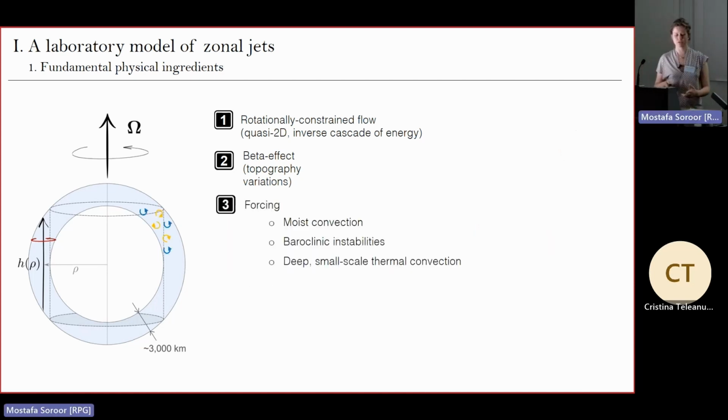And finally, the third ingredient that you need is some forcing, to trigger some motions in the fluid layer. As I said earlier, on Jupiter we don't know what is the nature of this forcing. It can be atmospheric processes such as moist convection, baroclinic instabilities, or it can also be deep convection in the deep liquid hydrogen of Jupiter. We really don't know what is feeding energy into the jets, what is the dominant physical process.